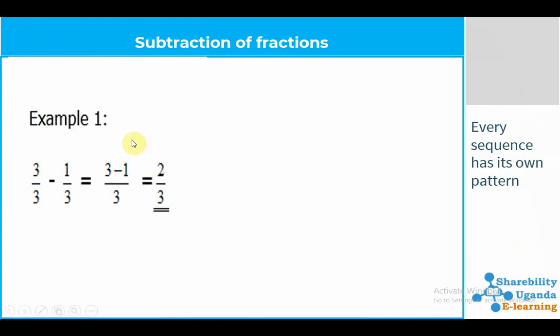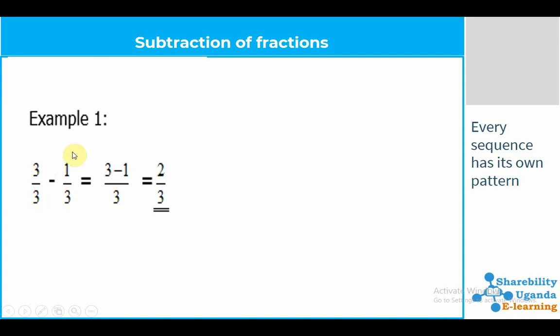We have our example here. Of course, this is subtraction of fractions. This is what we call a numerator, and this is what we call a denominator. In our example here, we have been given the fraction 3 out of 3, then 1 out of 3. They want us to find out what is 3 out of 3 minus 1 out of 3.